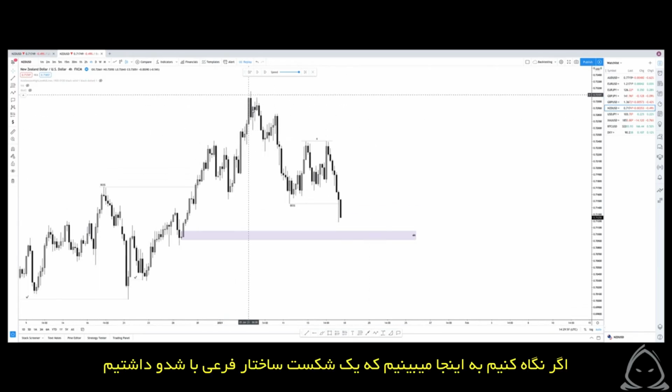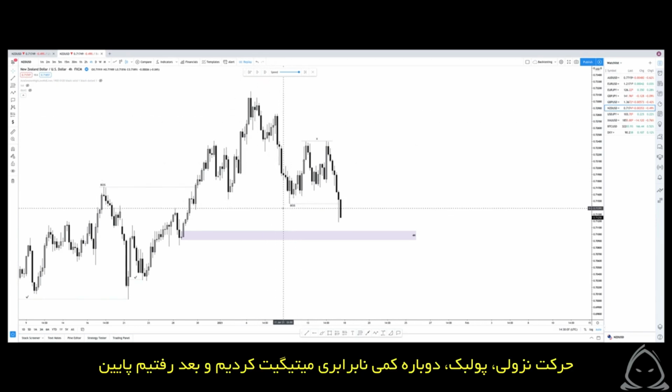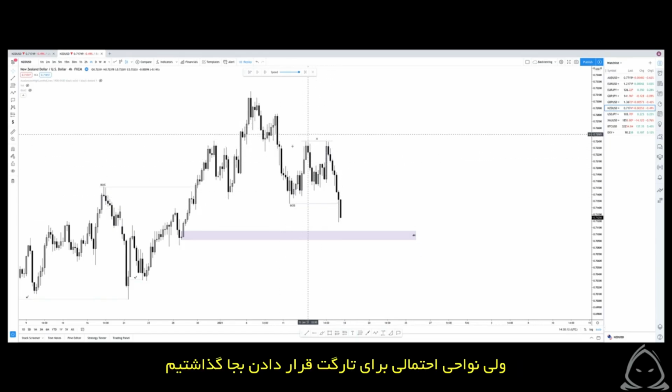And then if you look at the top here, we had this break here, which was a substructure break with a wick. We came back, we mitigated this area here. There's no real imbalance. Then we pushed down, again wick break, pulled back, mitigated some imbalance, and then we've dropped off. But it's left areas for us to potentially target.